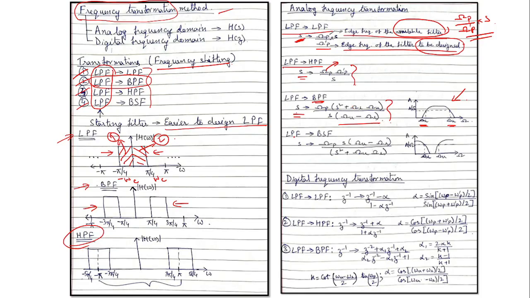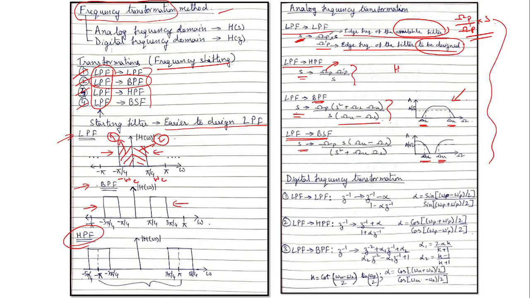Then low pass to band stop filter, S will be transformed to omega P multiplied by S times omega U minus omega L, divided by S square plus omega U multiplied by omega L. Over here also you will have two cutoff frequencies. Now if you see, these are just simple numericals. So I am not going into the details of this one.